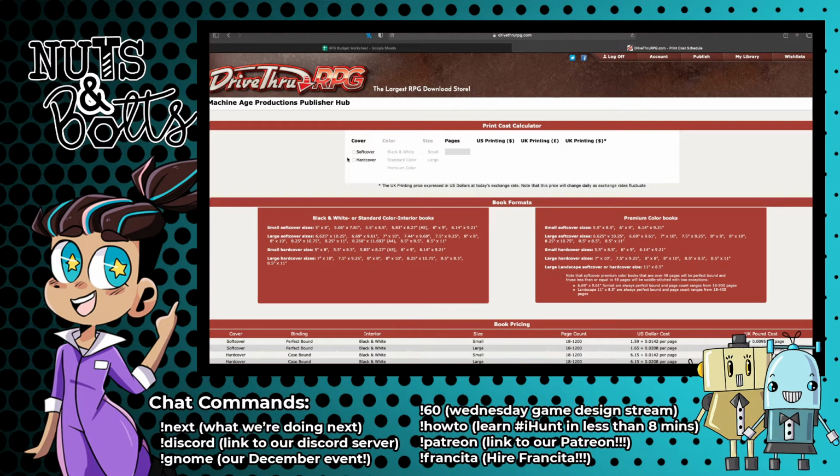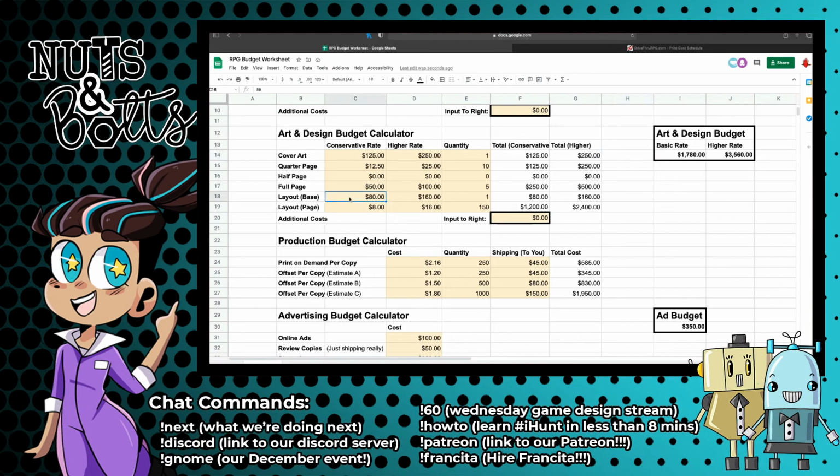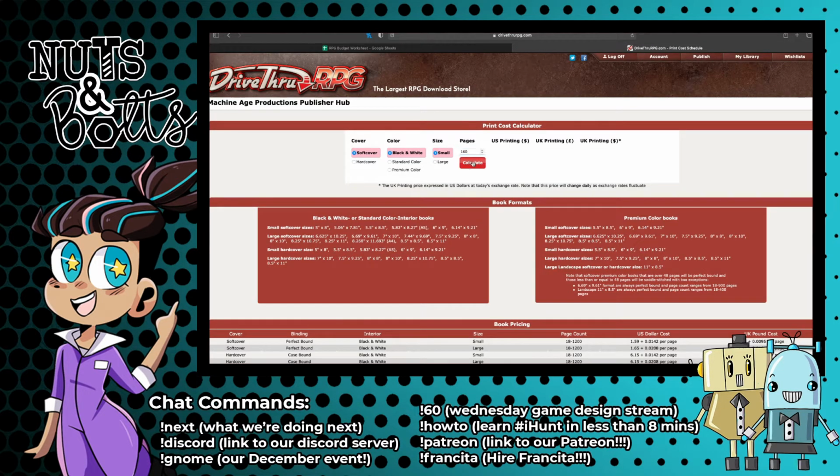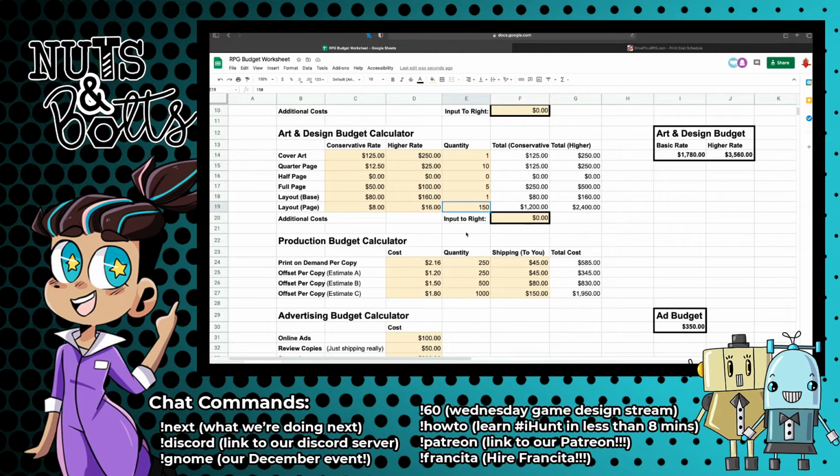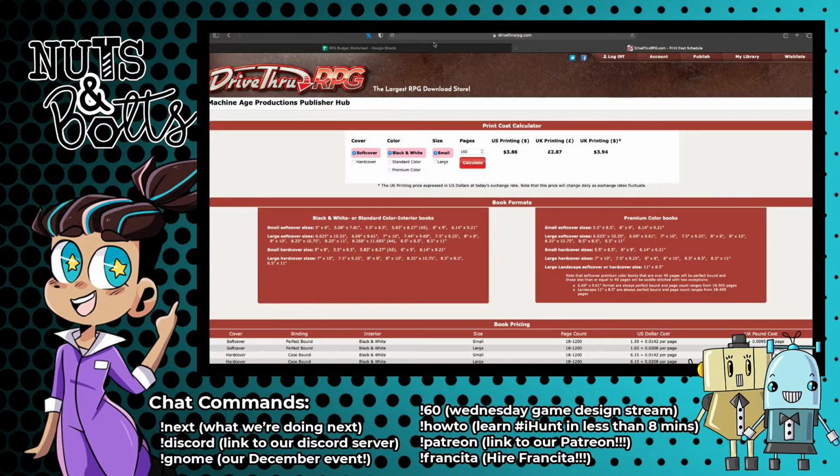And then we're going to say that in this case, it is a soft cover. We're going to say it's a black and white book. And it's a small because it's 6x9. And I think we decided it's going to be 160 pages, because it's the base rate of 10 pages plus 150 additional pages. So we're going to say it's 160 pages. This is going to be $3.86 per copy. Okay, so $3.86 per copy.